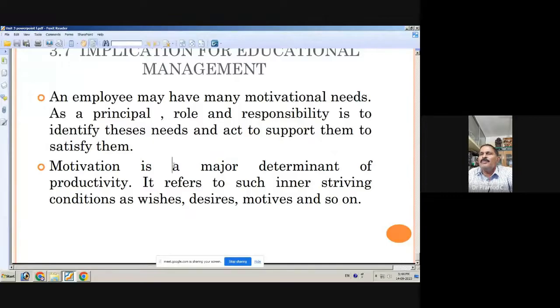It refers to such inner striving conditions as wishes, desires, motives, and so on. So we can say that without motivation, we cannot do anything. Motivation is the factor which can give certain force internally and externally to do something better.